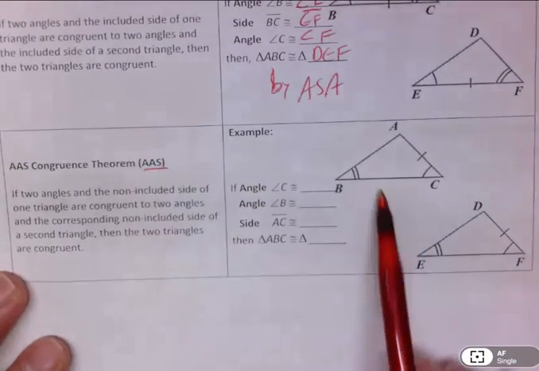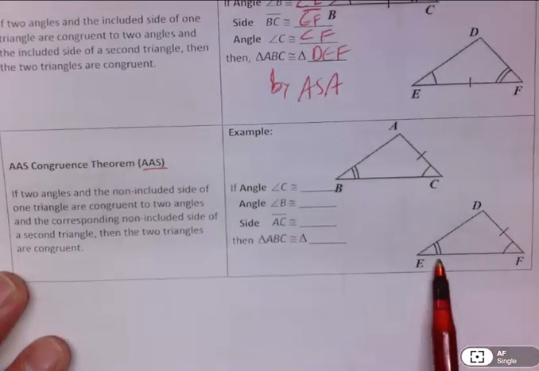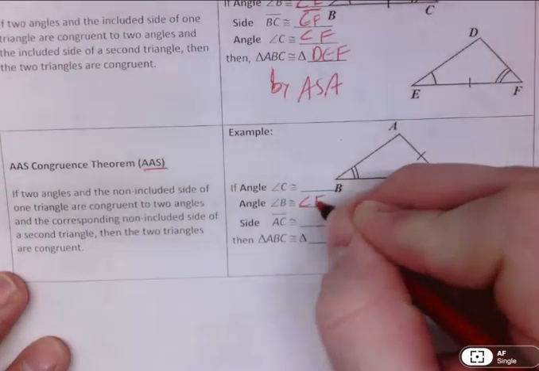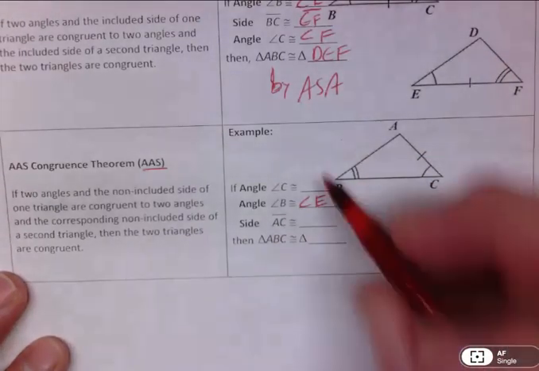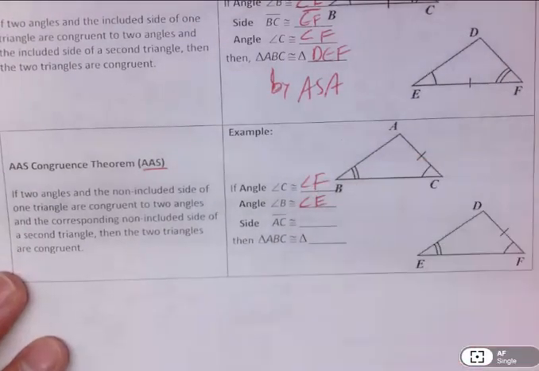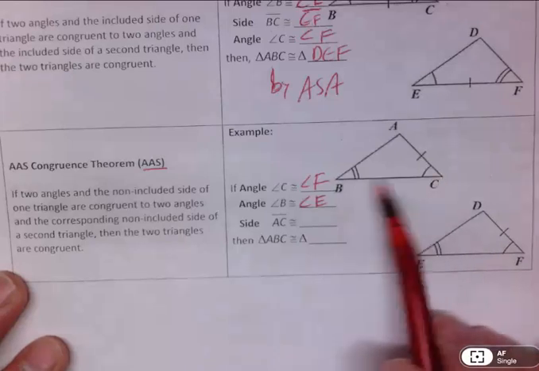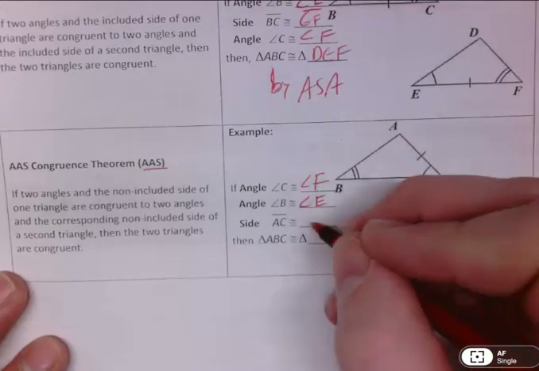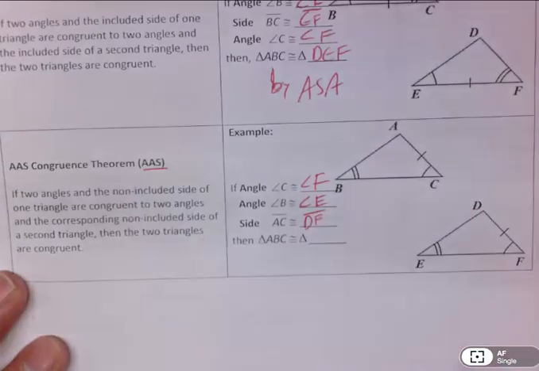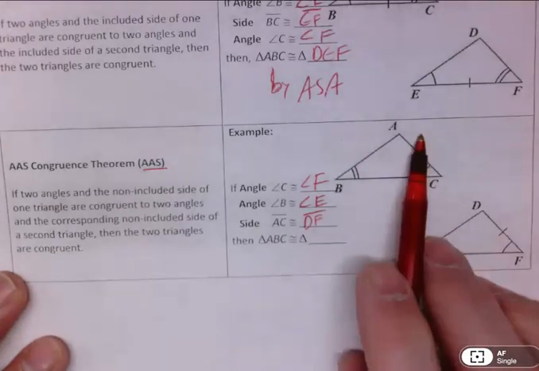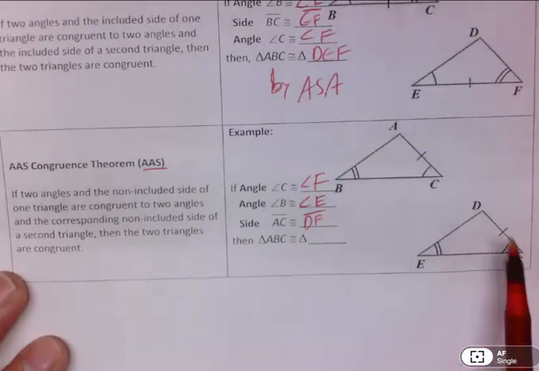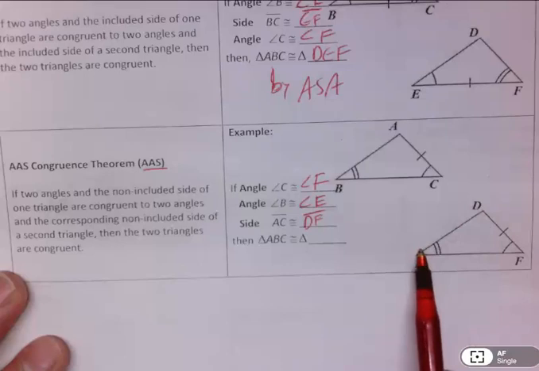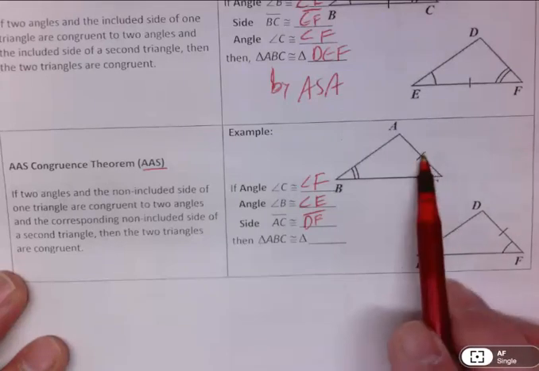Okay, so angle B is congruent to angle E. Oops, I should have done C first. Angle C is congruent to angle F. Doesn't really matter as long as they match up. And then the side, it's not between them this time. It's AC instead, and AC matches up with DF. But since those two sides correspond, right? If I were to have said DE instead of DF, that wouldn't be the correct side that corresponds. Remember, it has to match up.